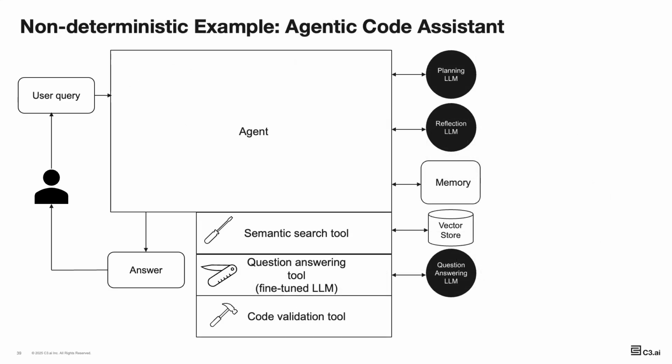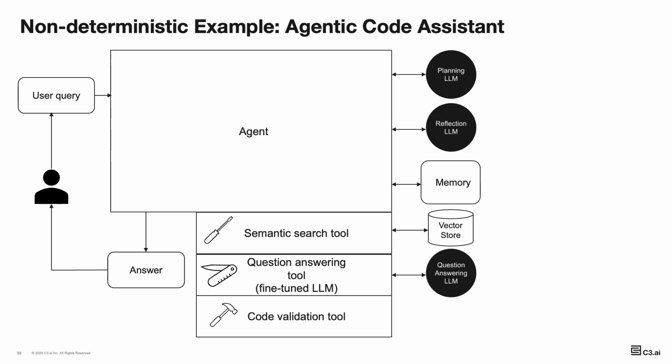Okay, now here's sort of the same use case, but in a non-deterministic manner. So here I've created an agent. It's going to solve the same kind of problem. I want to ask questions about C3 code and use the documentation and my fine-tuned LLM to answer them. And so there's now one new thing, which is this planning LLM.